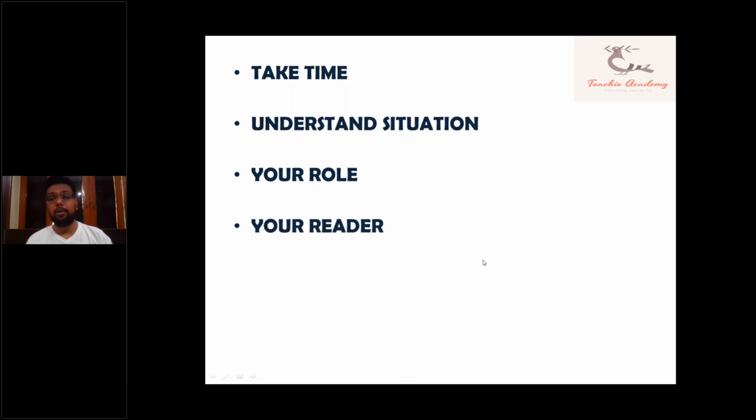You understand your role, understand the role of your reader. Try to understand the role of your reader. Try to be in the skin of the reader. Try to be in the body of the person who is going to read your letter. So there are two major things. Try to understand your role and try to understand the skin of the person to whom you are writing.